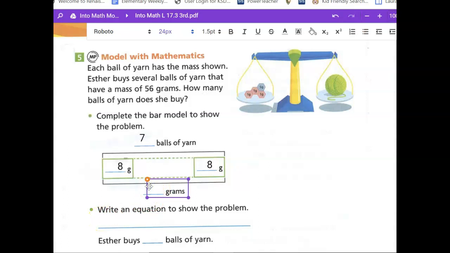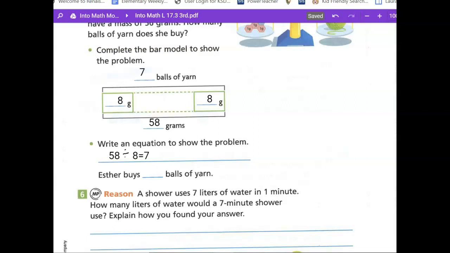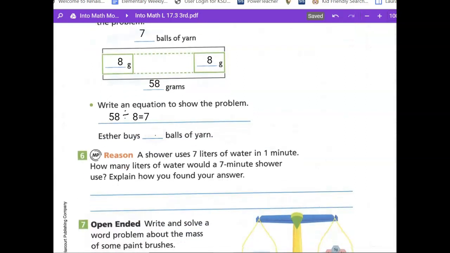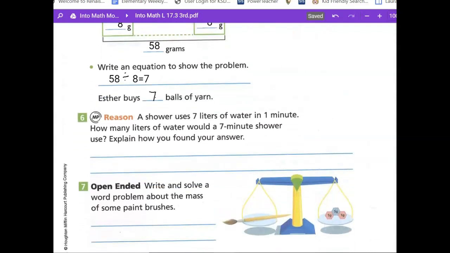We know this total thing was 56 because it tells us in the problem. So 56, I'm going to leave it blank there, divided by 8 equals 7. And that needs to be divided by, and I can't do divided by on my computer. Okay. Esther buys 7 balls of yarn.